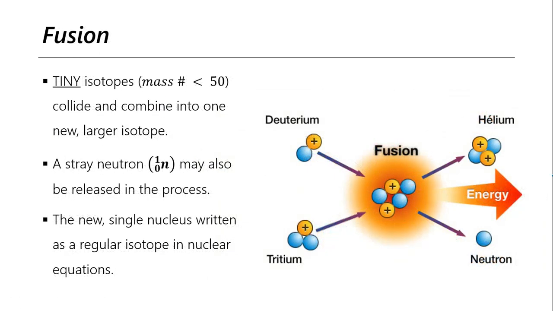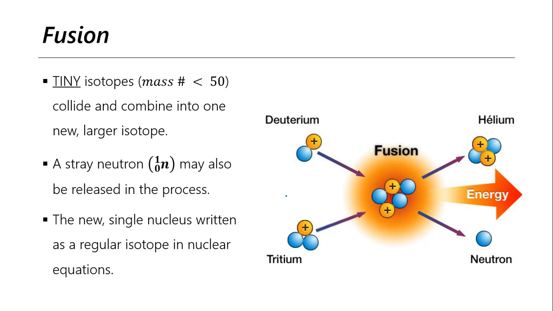Finally, fusion is kind of like the opposite of fission in a couple ways. Instead of dealing with something very, very big, we've got something very, very small. We've got absolutely tiny isotopes, usually with a mass number less than 50, but often even much smaller. Okay, so in this case, we've got 2 versions of hydrogen smashing together. We've got deuterium, which is hydrogen 2, and tritium, which is hydrogen 3. They're just 2 different isotopes of hydrogen that come together to form a new larger isotope.